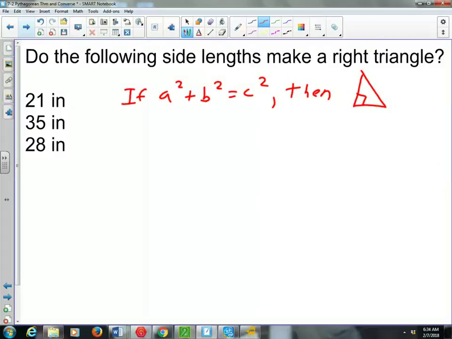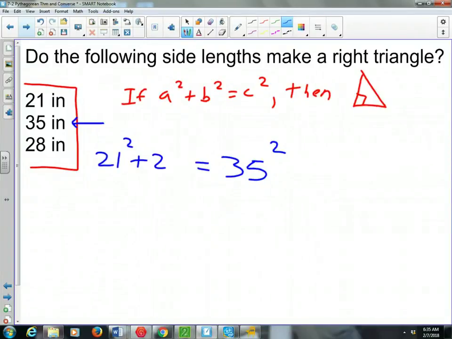So let's see if we have a right triangle using the Pythagorean theorem. I'm going to use these three lengths, and I'm going to put them into the Pythagorean theorem. If the left side equals the right side, then we have a right triangle. So again, the hypotenuse always goes on the right side, and the hypotenuse is always the longest side of the triangle. So let's put the longest side between 21, 35, and 28 on the right side all by itself. 35, you're going to be the longest side, so we're going to put you on the right side by itself. The other two sides we're going to put on the left side.